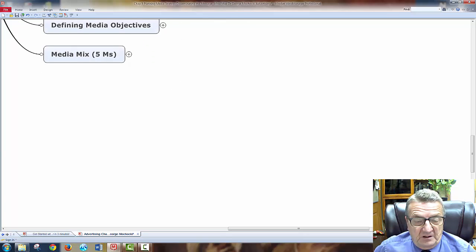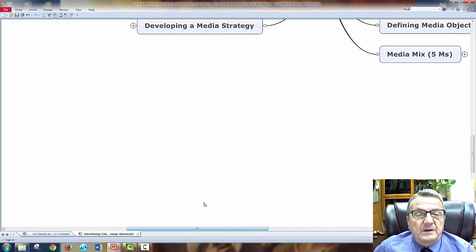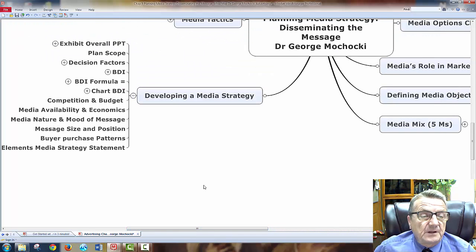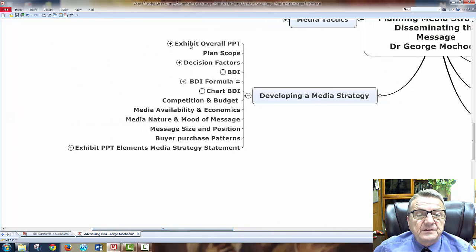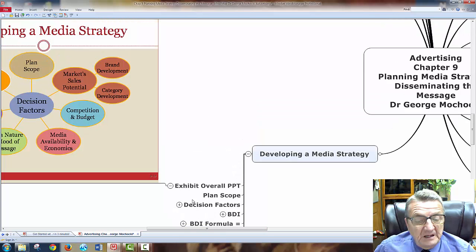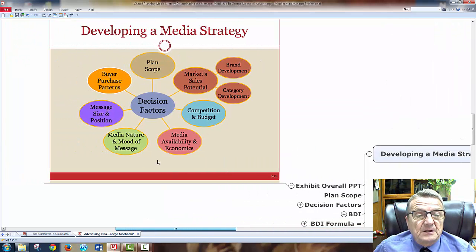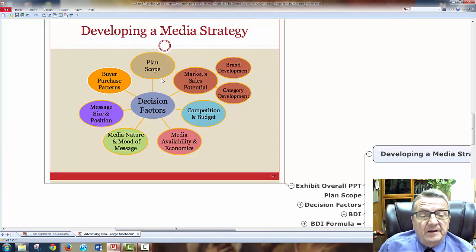Pretty good. Now we're moving along very nicely here. Okay, now developing a media strategy. Let's see what we have in here. I have a lot. Here's an exhibit of the overall, and I'm going to go through a few of these. So if I'm looking at the overall strategy, this is my whole marketing strategy in a nutshell, in a big nutshell. I have a plan, the scope. I have market decision factors.